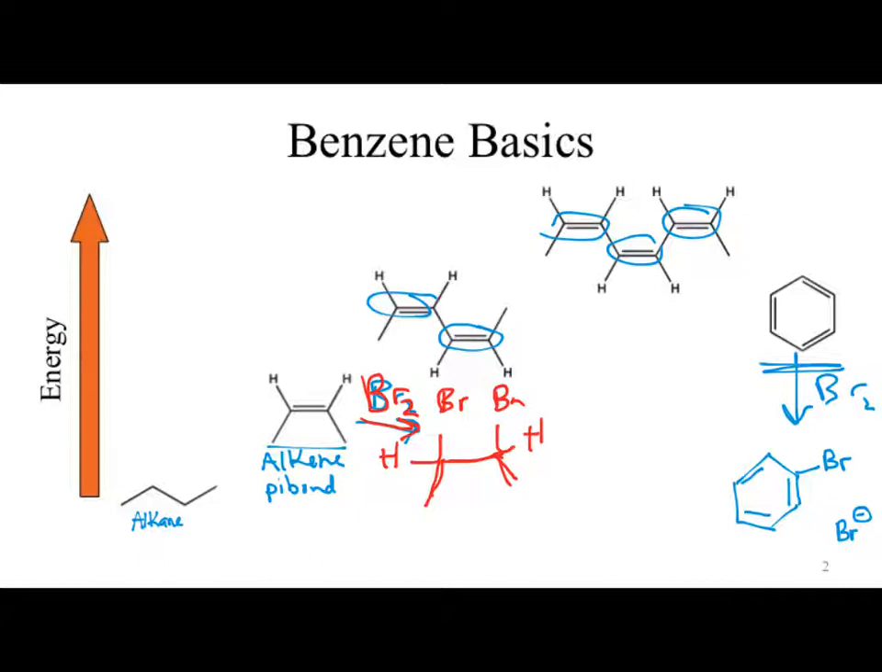I'll give you another clue. The other piece that's missing. Substitution. It's a substitution reaction. Okay? If we look at our benzene to start with, it's got 6 carbons and 6 hydrogens, all coming off of those individual atoms, right?